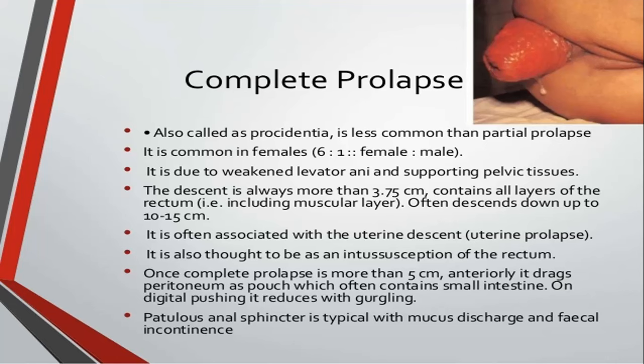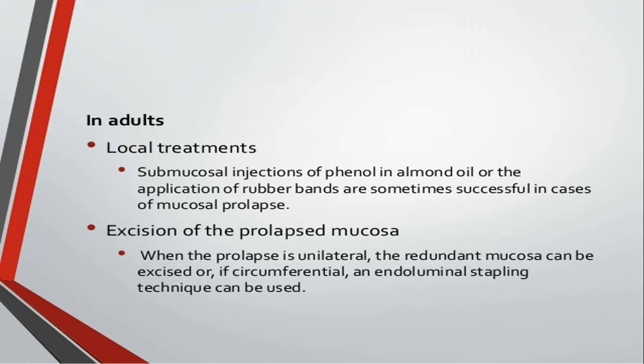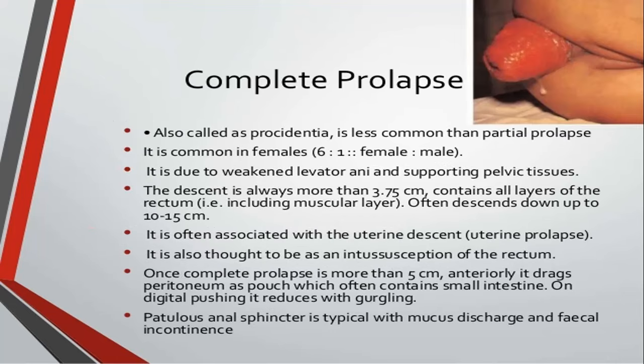So that is all about the partial prolapse, and for partial prolapse we have applied these measures to manage it. Now we have discussed the partial, which was only about 3.8 to 4 centimeters. Now the complete prolapse, basically a procidentia. They are less common than partial.